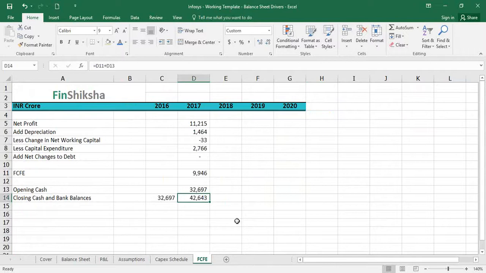Once we have a balanced balance sheet in each of the years, we will get the P&L numbers, cash flow numbers for subsequent years. Once we have all those numbers, we can then move our attention towards basically going ahead and finding out what the discount rate for Infosys should be and discount the cash flows to arrive at the final valuation. That's it in this particular video.